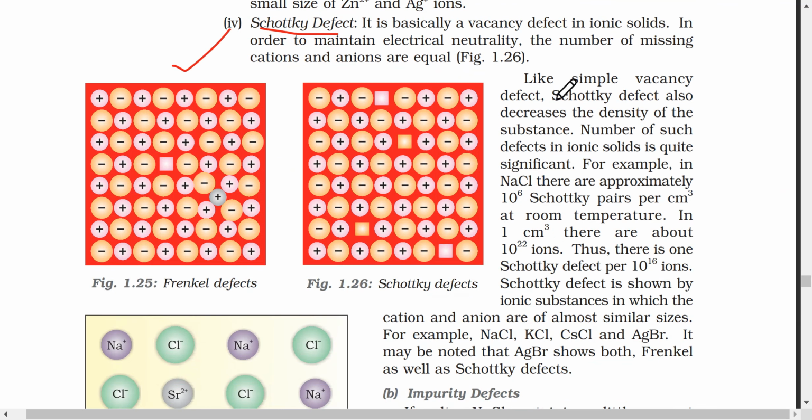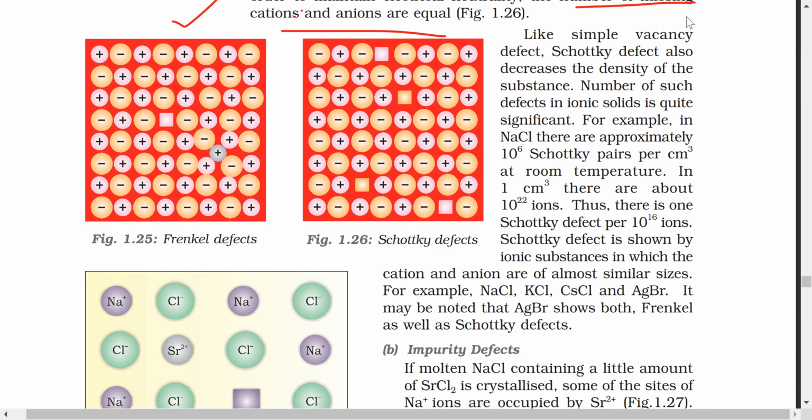What is in Schottky? It is a vacancy defect in ionic solids. Basically, in order to maintain electrical neutrality, the numbers of missing cations and anions are equal. We have to maintain electrical neutrality in an ionic solid. Even if a Schottky defect or a vacancy is occurring, as many positive ions as have gone, that many anions are also made to go missing so that it stays neutral. Fine. As many positive as negative. Like simple vacancy defect, Schottky defect also decreases the density of the substance.